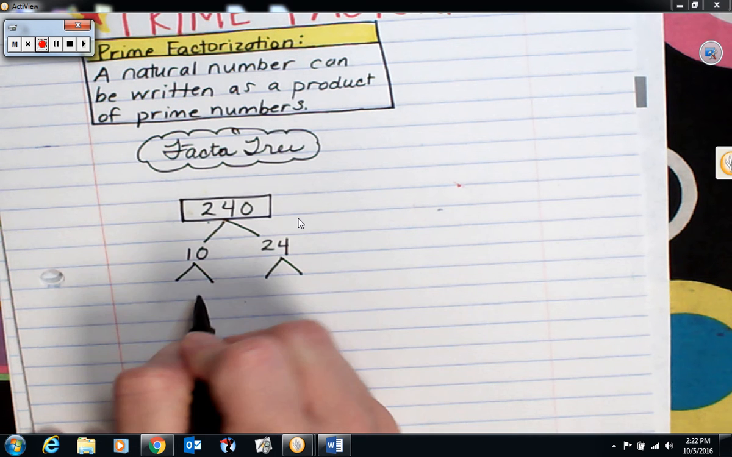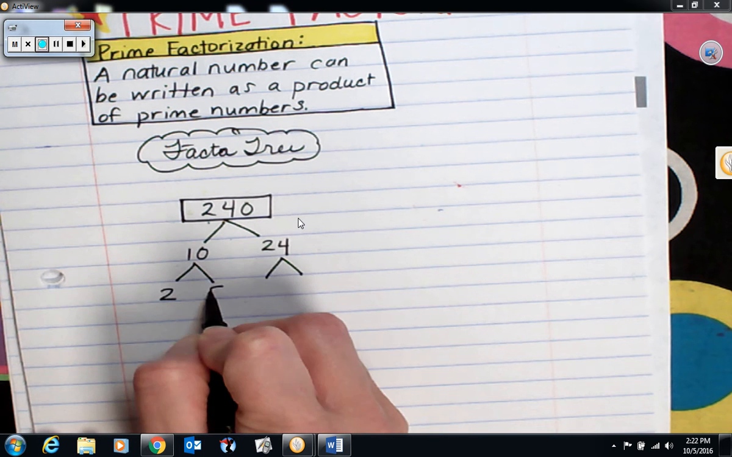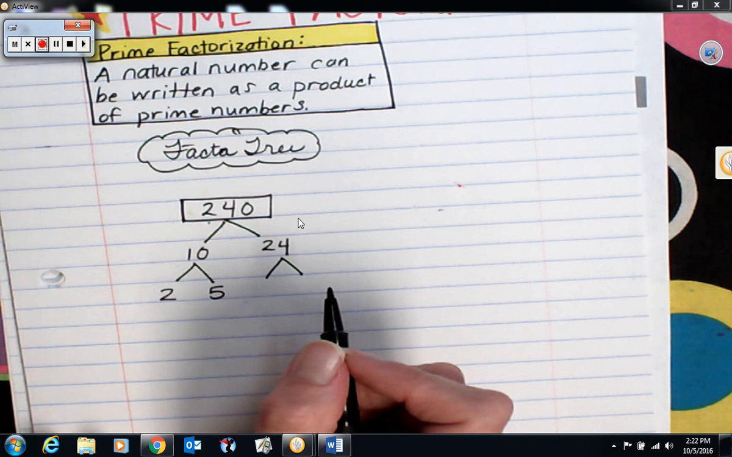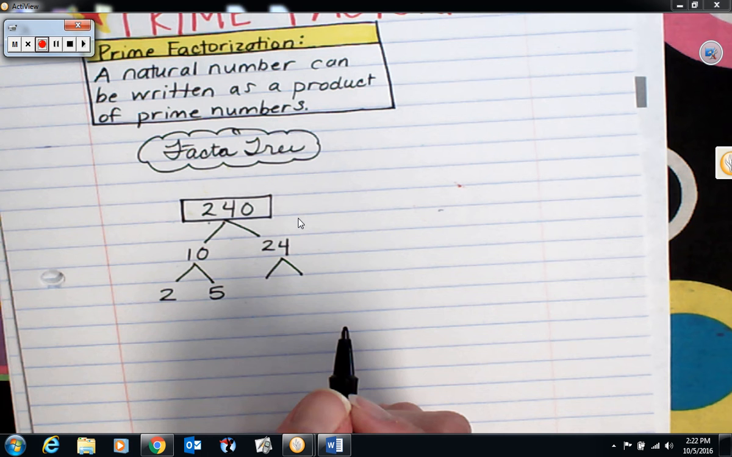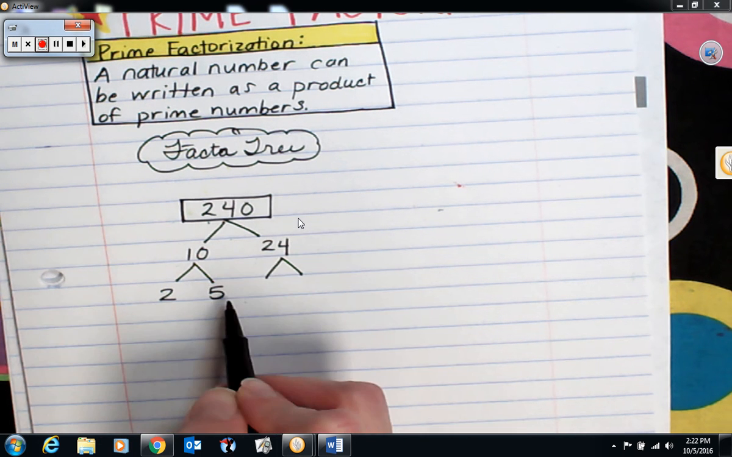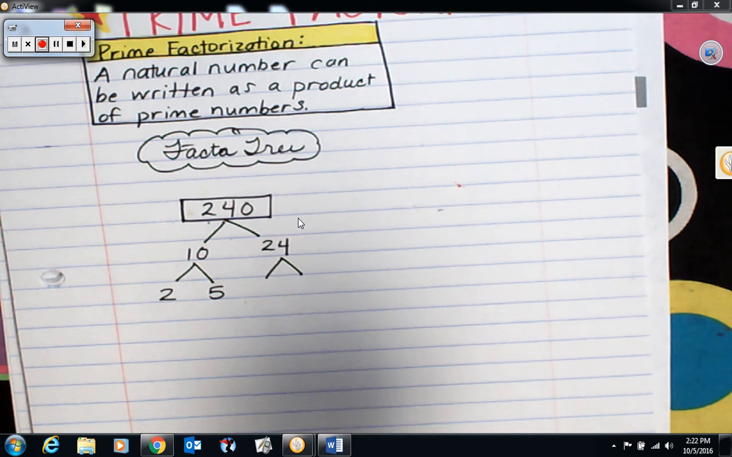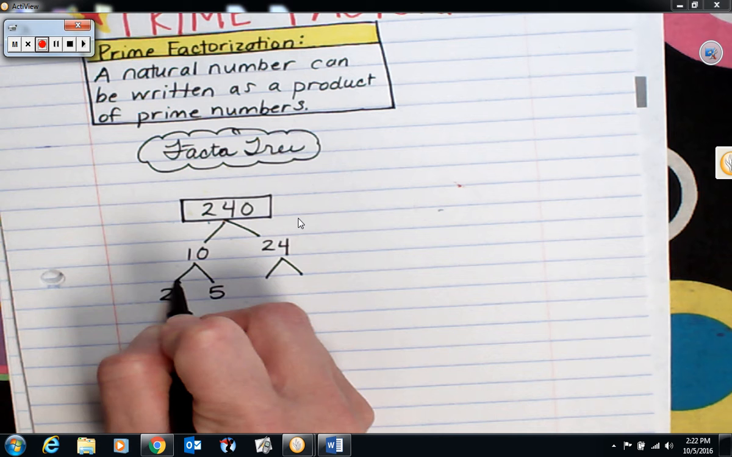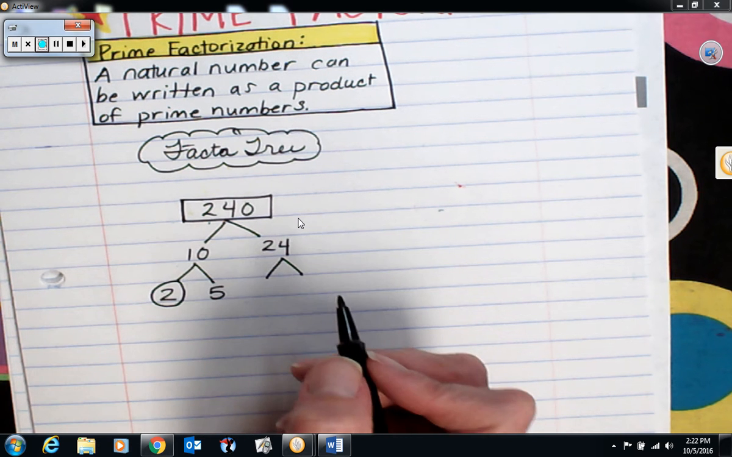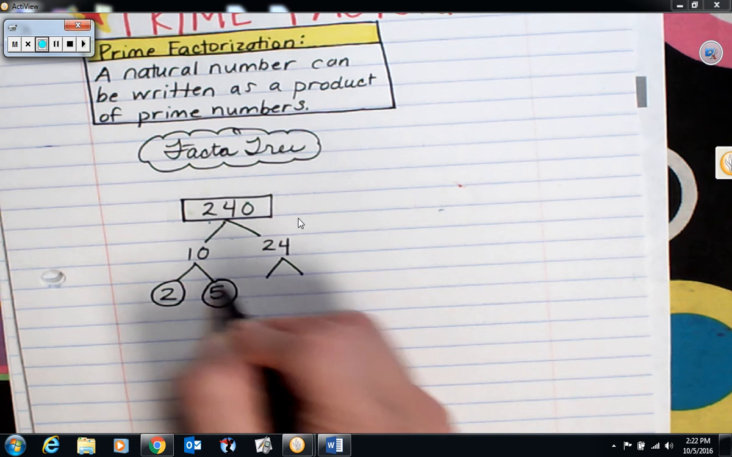So I'm going to list a factor pair that makes 10, which would be 2 and 5. I don't want to list 10 and 1. 1 is never going to show up on your factor tree because if you were to list 10 and 1, then you're right back to where you started with 10, right? So it doesn't help you get anywhere. So since 2 is prime, I'm going to circle it. Then you're going to ask yourself, is 5 prime or composite? It's prime, so circle it.